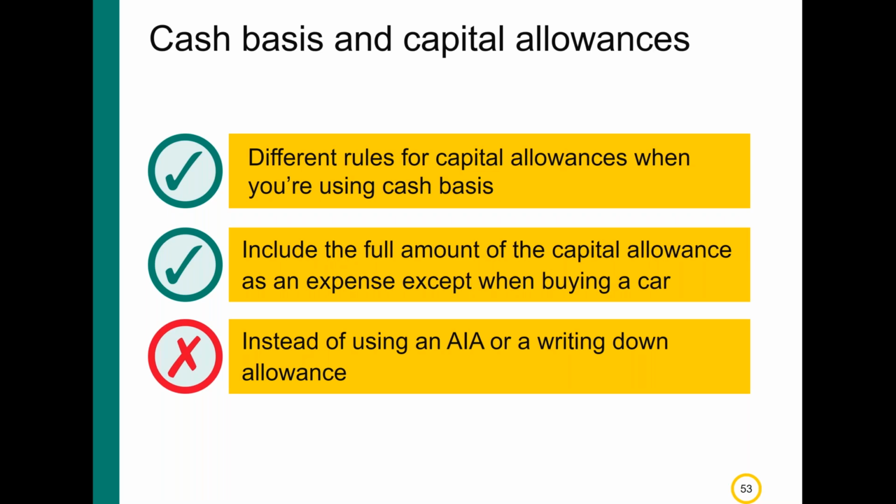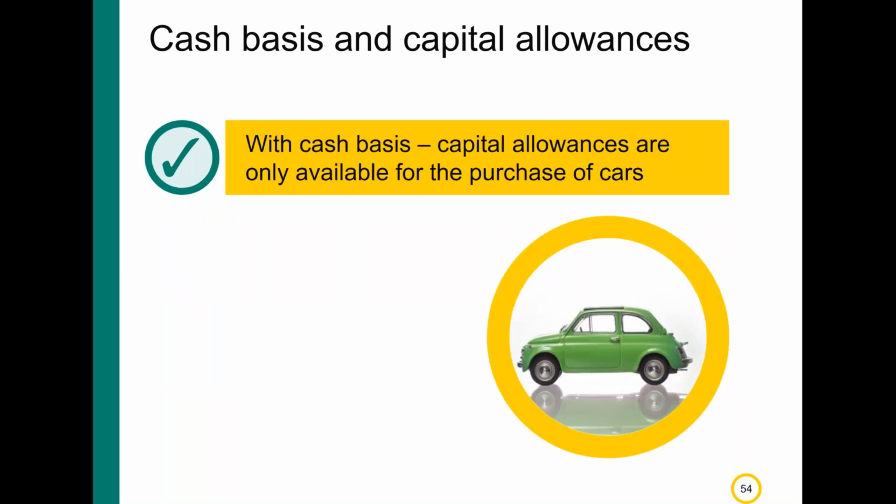More information on exceptions can be found in guidance PIM 1095 on the gov.uk website. Therefore, with cash basis, you only claim capital allowances when you buy a car for use in the business. And we'll look more at motoring expenses a little later in the webinar.